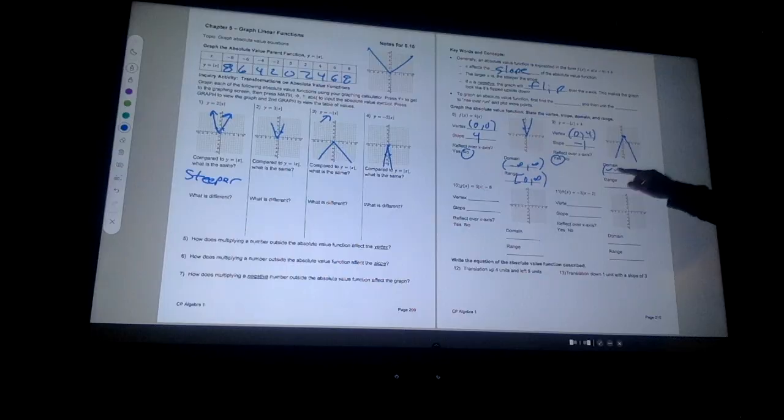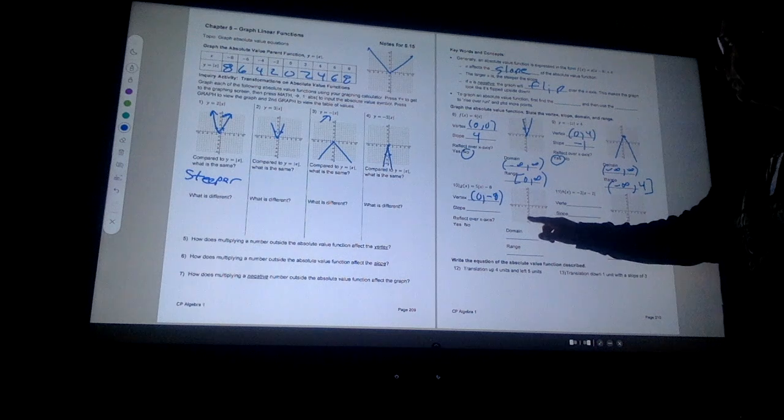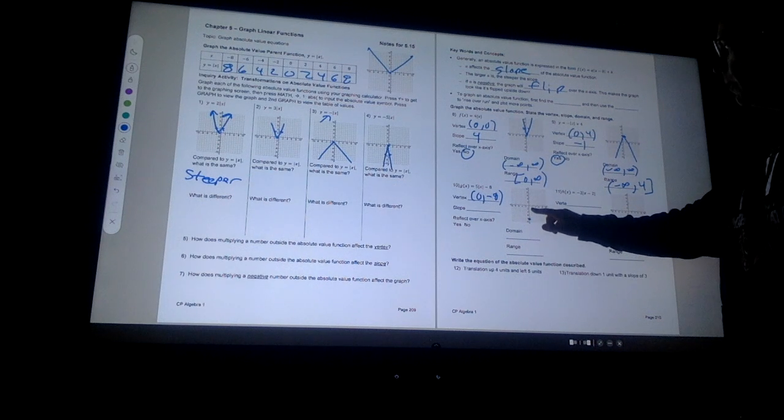Our domain is still negative to positive infinity. Our range, though, watch this. It's going to go from negative infinity up to 4. So it comes from the bottom to the top. That's what we're doing. Number 10, our vertex is going to be 0, negative 8, which is down here. And it's going to go up 1, right 5.